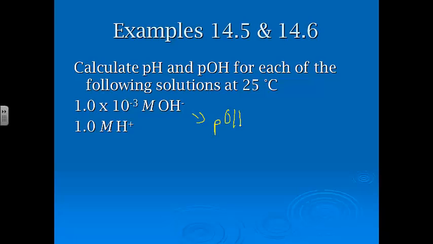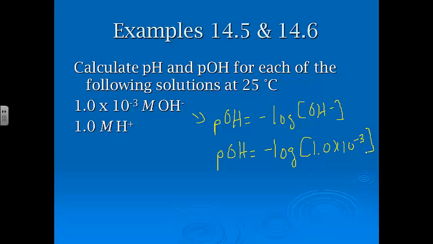We can use the pOH equation. pOH is equal to the negative log of the hydroxide ion concentration. So pOH is going to be equal to the negative log of 1.0 times 10 to the negative third. Okay, so our pOH, rather, is going to be equal to 3.00.